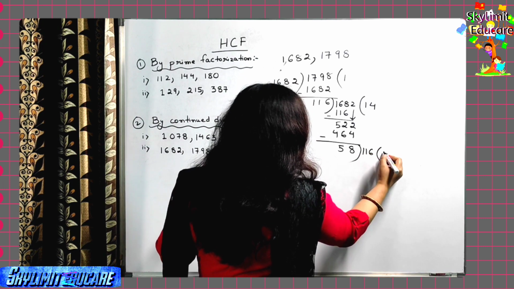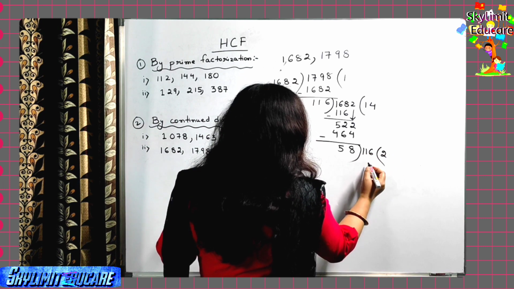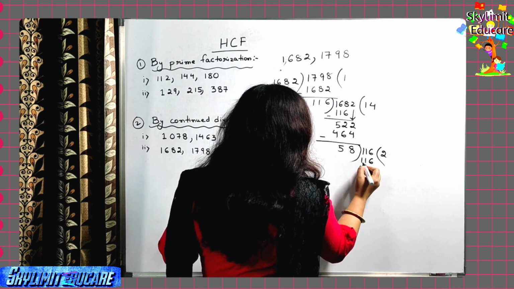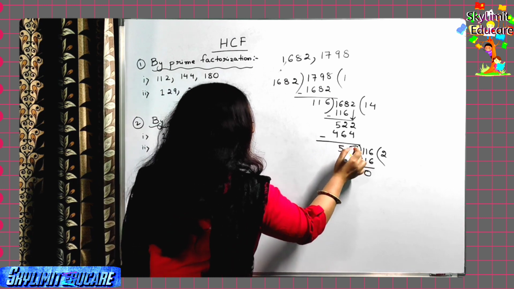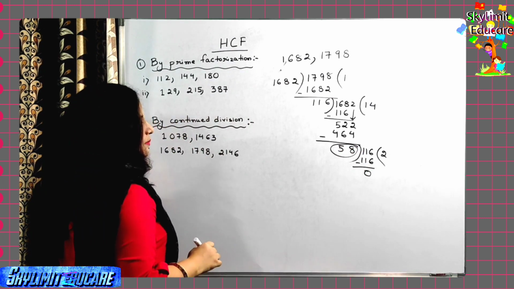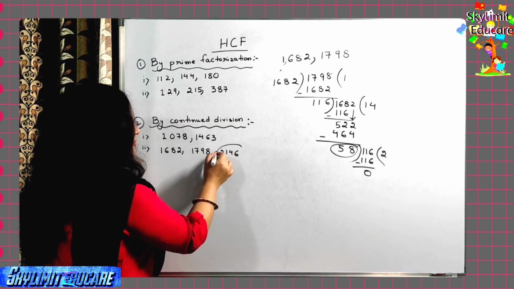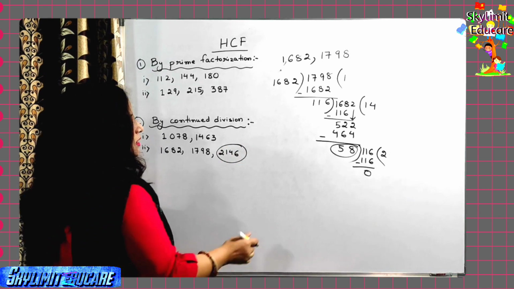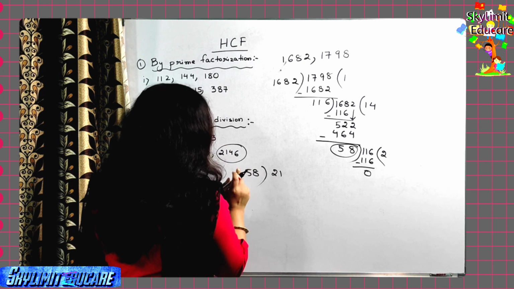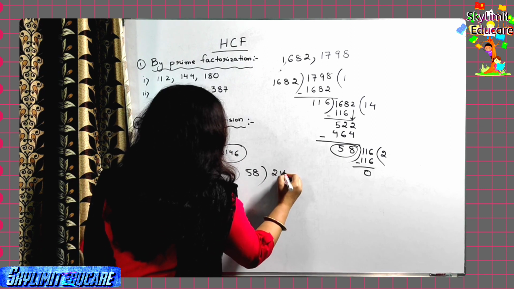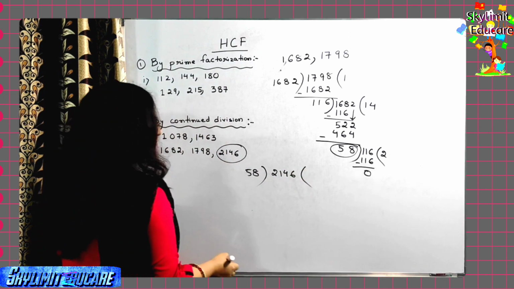So obviously this is divisible by 2. This will go with 2. 2 8s are 16, 2 5s are 10, 11, 116. So what is the HCF of these two numbers? 58 is the HCF, but the question is not complete. We have the last number also, 2146. So we divide the third number by the HCF of the first two numbers, 58. Okay, so let's solve it now.